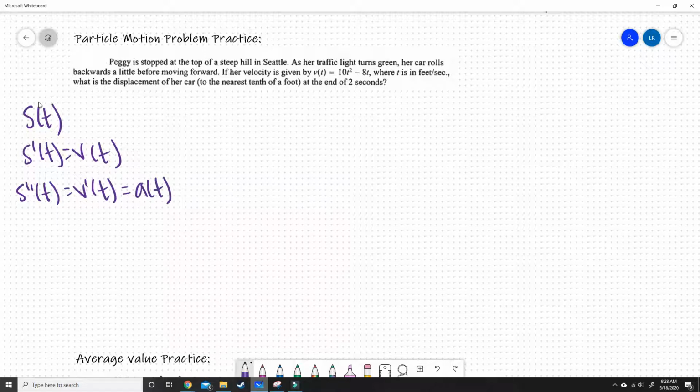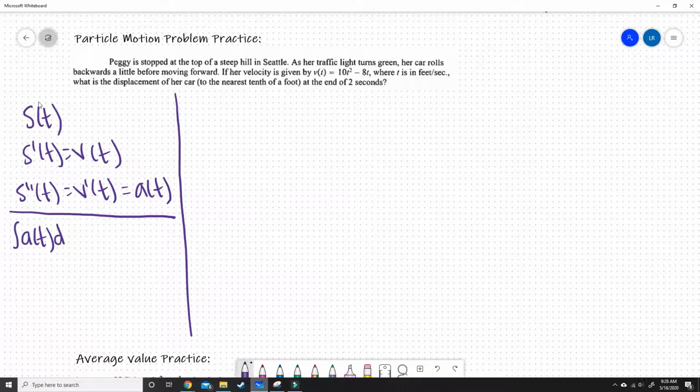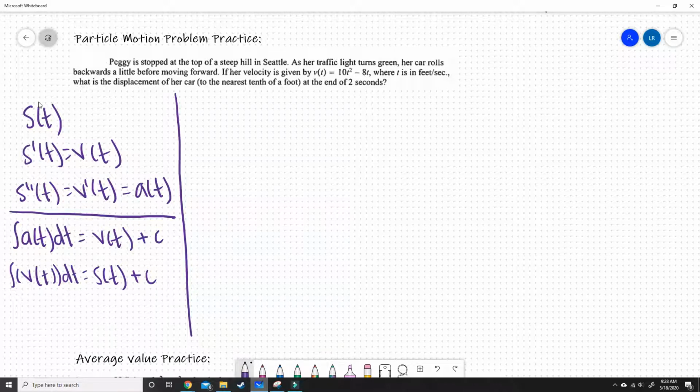So that's pretty cool. That means that if you were to work the other direction, if you were to start at acceleration, the integral of the acceleration function is the velocity function. And the integral of the velocity function is the position function. And of course, you'd have a plus c here, unless you're doing a definite integral. So let's put that all to use in this problem.